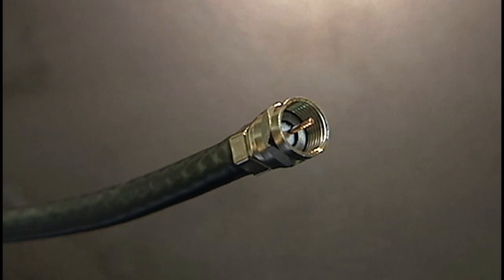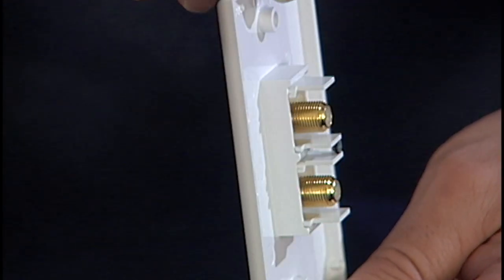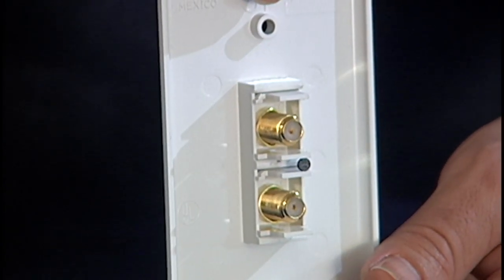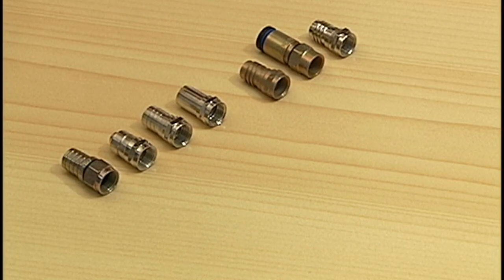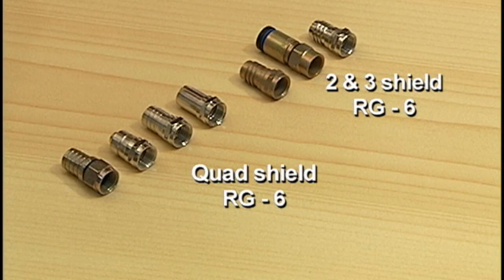RG6 coax uses F-style connectors developed by the cable TV industry. The mating jack is a barrel-style connector. This means the cable in the wall also has an F connector plug, so there's only one type of connector to apply to the cable. F connectors are available for 2 and 3 shield RG6 and for quad shield RG6.